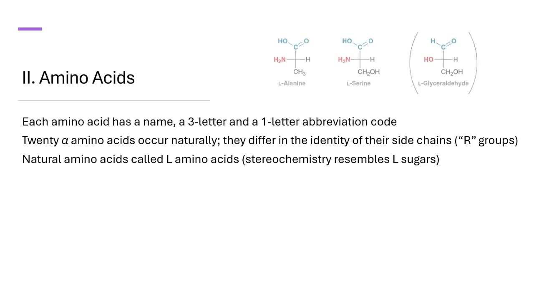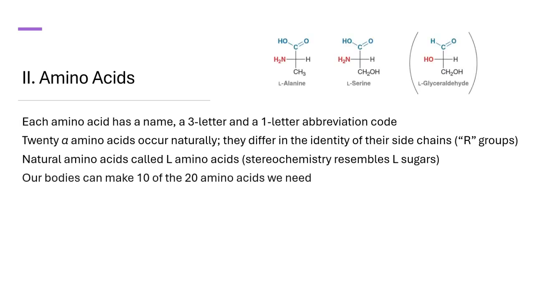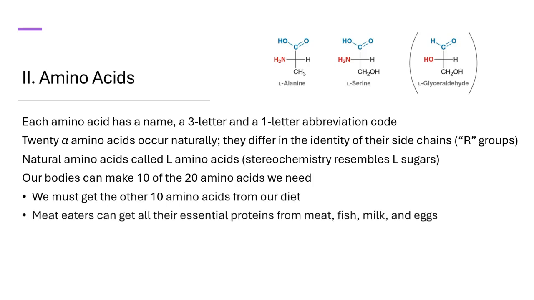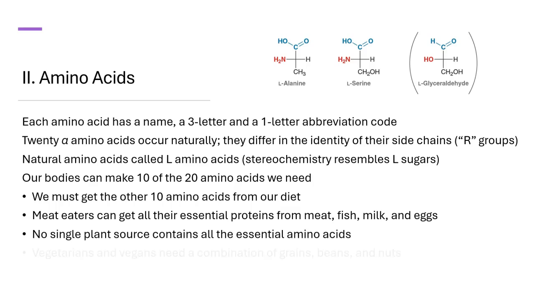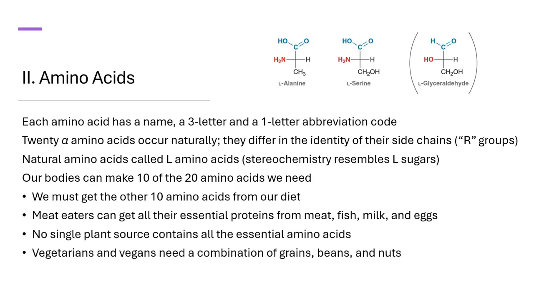Our bodies can make 10 of the 20 amino acids we need. We must get the other 10 amino acids from our diet. Meat eaters can get all of their essential proteins from meat, fish, milk, and eggs. No single plant source contains all the essential amino acids. Vegetarians and vegans need a combination of grains, beans, and nuts.